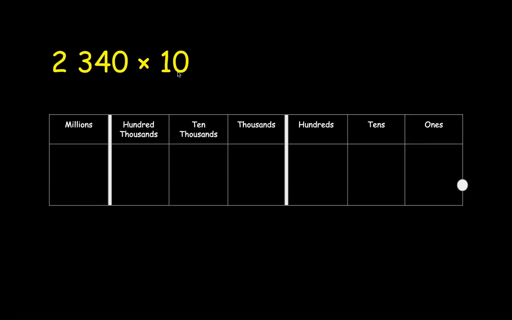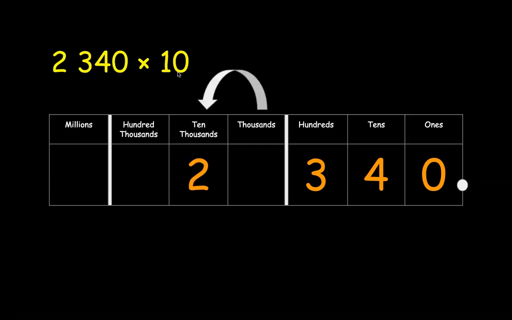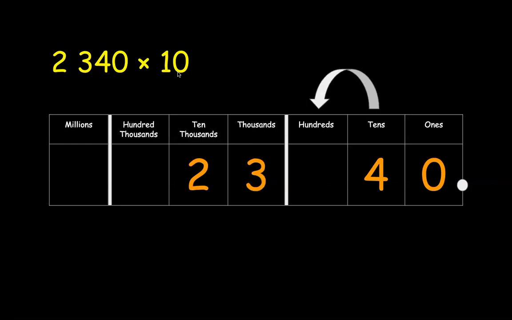2,340 multiplied by 10. We've got to put the 2, the 3, the 4, and the 0 in the right places. There they go. And we'll start with the 2. It's going to become 10 times bigger. The 3 needs to become 10 times bigger. The 4 needs to become 10 times bigger.